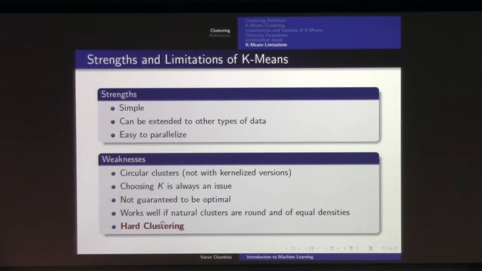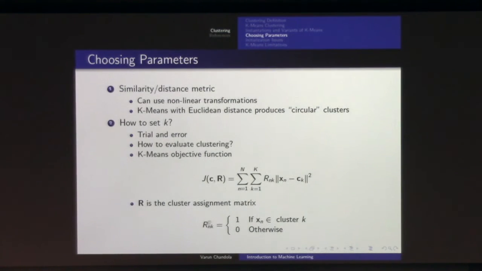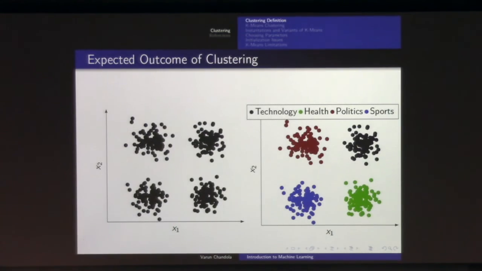Clustering is an example of an algorithm which does hard clustering. What we mean by hard clustering is that every object gets assigned to one cluster, right? So if you look at this, this is the cluster assignment matrix. The output of k-means clustering is R n k. So for a given data point n, only one of these would be 1 and everything else would be 0, which means that every data point would get one color, either red or green, blue or black, right?